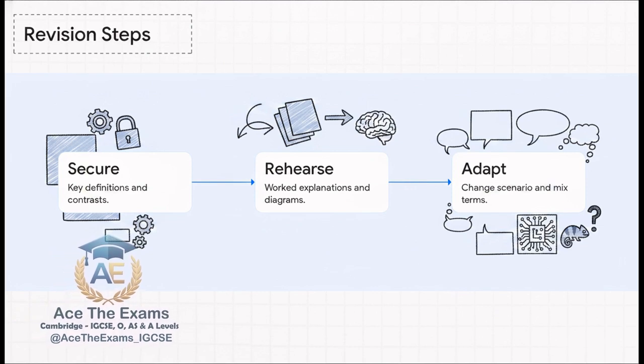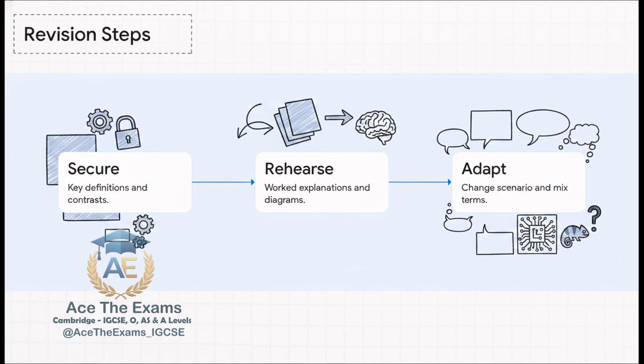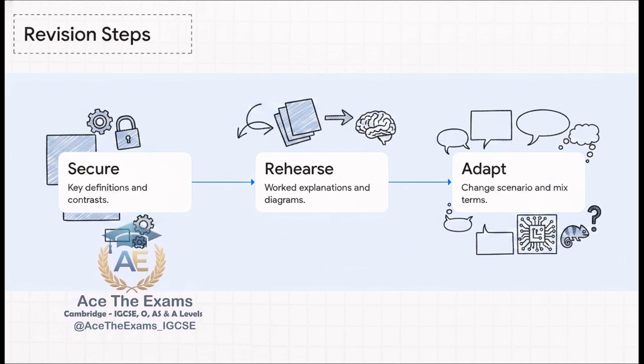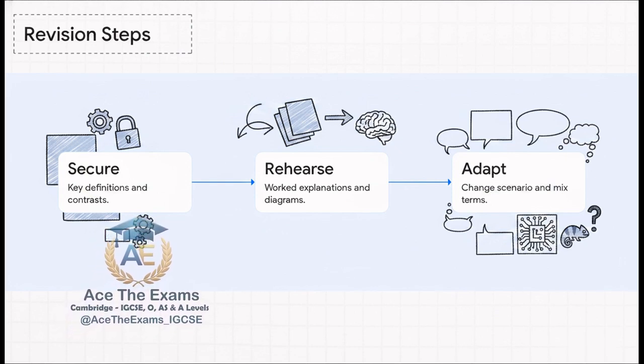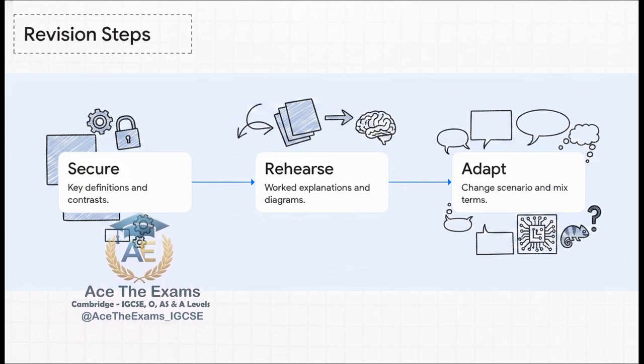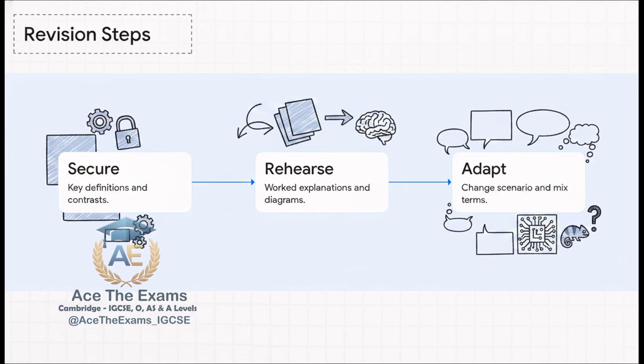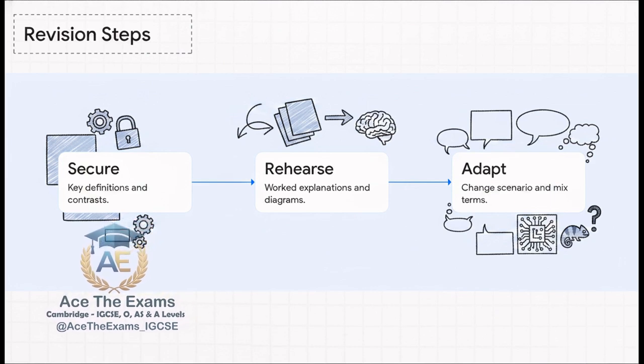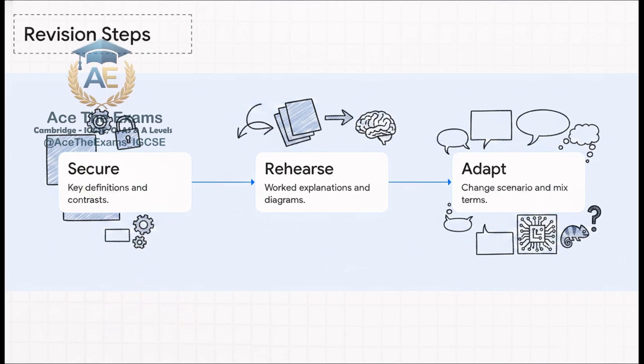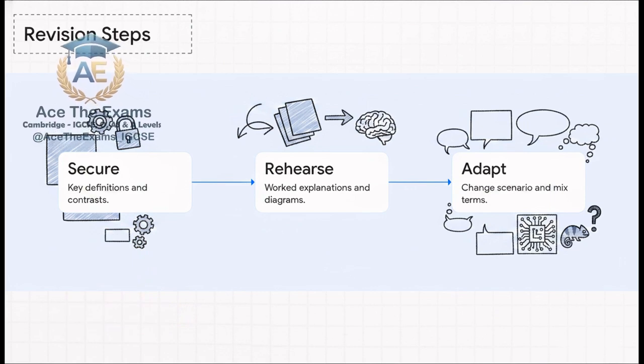Pass 1. Secure your key definitions and contrasts. Make absolutely sure you never ever confuse hex with binary or memory with storage. Pass 2. Rehearse worked explanations. You need to practice writing out exactly how to convert an 8-bit binary number to hex until it's pure muscle memory. But Pass 3 is the magic step. Pass 3 is what builds that crucial exam adaptability.